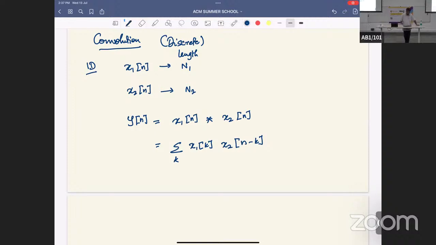Okay, this is y of n. So let us understand this equation. So this will give you this thing. This equation looks pretty complicated, but if you look at it, there are two sequences created inside. One is x1 of k, another is x2 of n minus k. So another sequence was created by flipping and shifting, right?